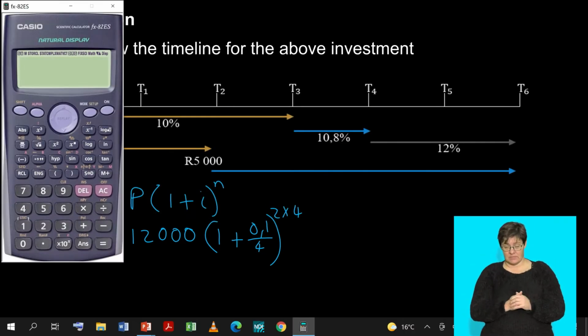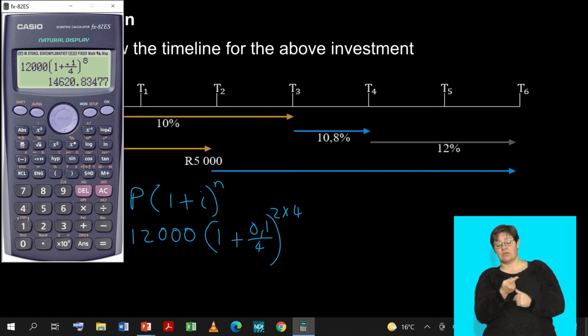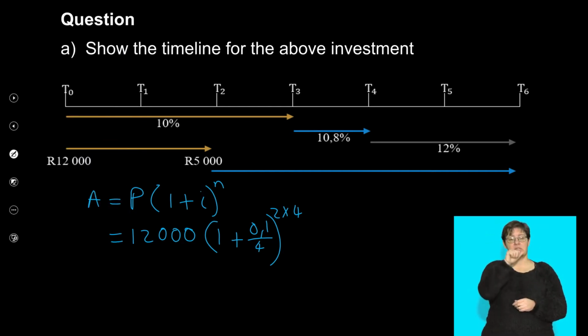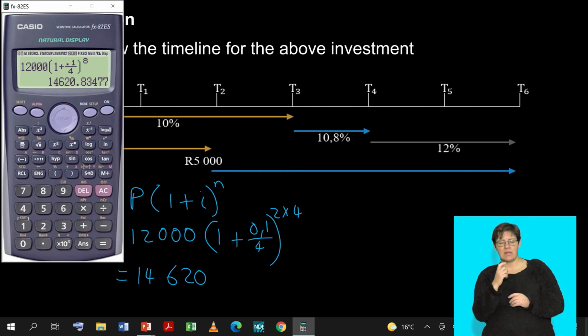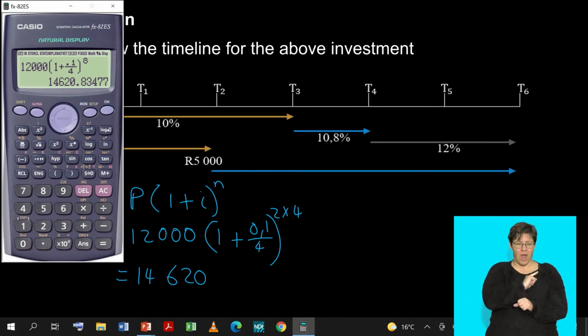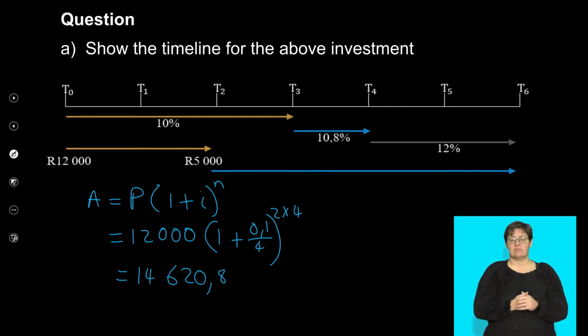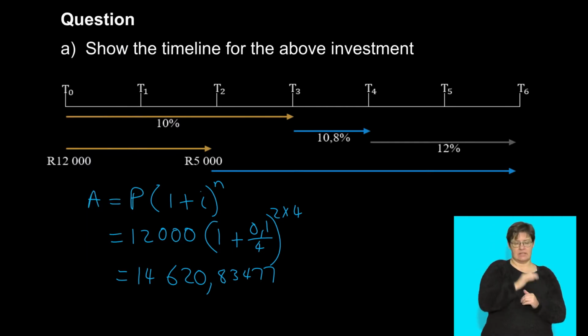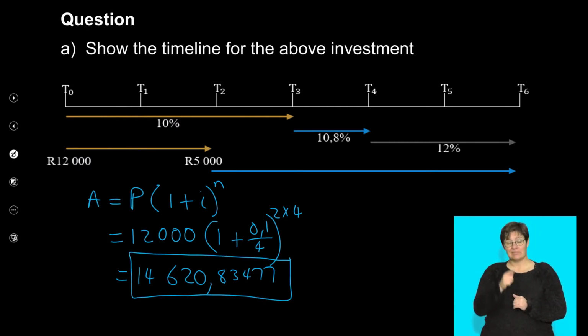Now, to calculate this, we will then go straight to the calculator, say 12,000 into (1 + 0.1 divided by 4), all raised to the exponent of 8. Then you find what that is. So this person will now have 14,620. I'm going to write the decimals as they are because we are not at the final answer. So this will be 14,620.83477. Let me just verify that's the correct one. Yes. And this is now the amount that this person has when we get to T2 here, right?